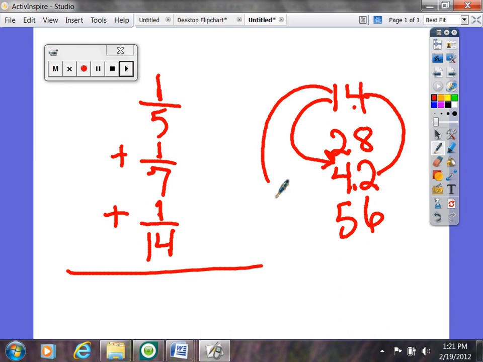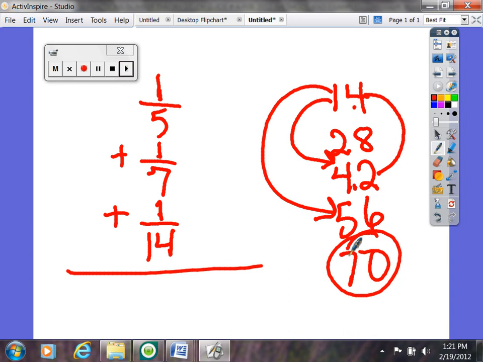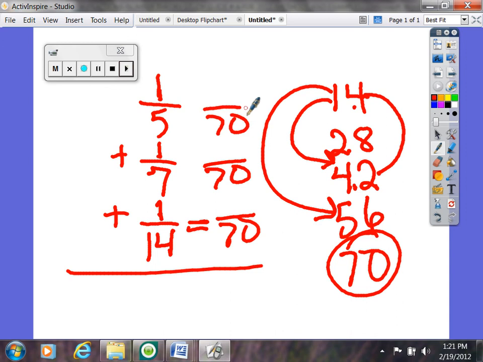Well, now let's add 14 to 56 to get another multiple. Well, that's 70. And all of a sudden you say, wait a minute, 14 will go into 70, 7 will go into 70, and 5 will go into 70. So there's my lowest common multiple. Otherwise, you would end up having to multiply 5 times 7 times 14, which is 35 times 14, you got a huge number. So there's better ways to do it.